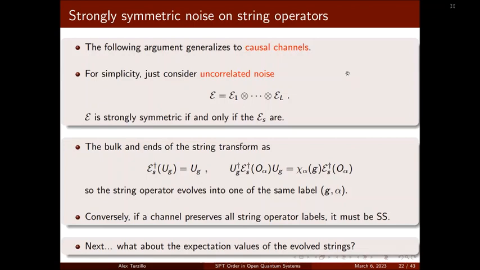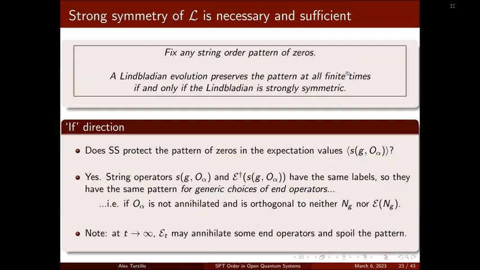So that's what happens on the level of the operators. Now we look at their expectation values in states, and we get the result that for any string order pattern of zeros, the Lindbladian preserves that pattern precisely if it's strongly symmetric. One direction is to ask, is the pattern preserved if we have a strongly symmetric channel? The answer is yes. We just showed that the labels of the string operators are preserved. And if we're restricting to generic end operators, that means that the pattern of zeros is also preserved. This happens unless we choose particularly bad end operators that are annihilated by the channel.